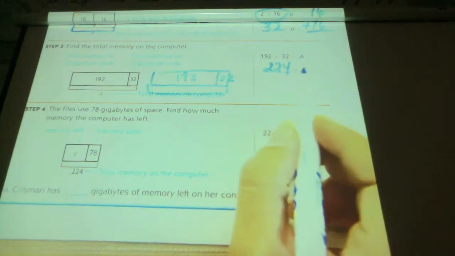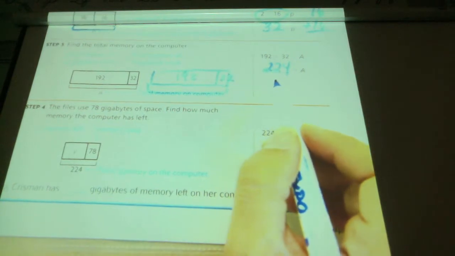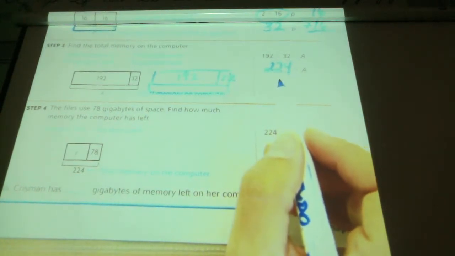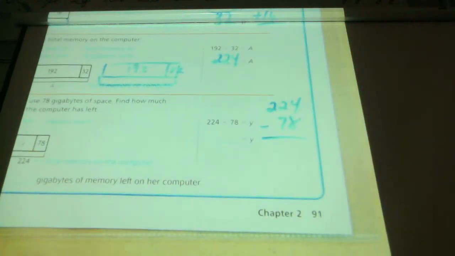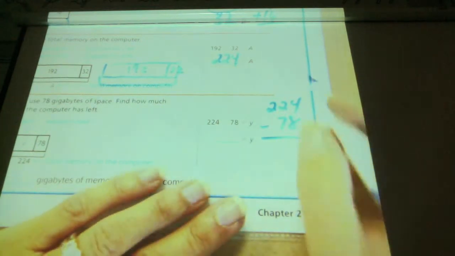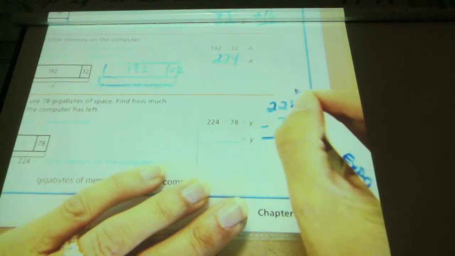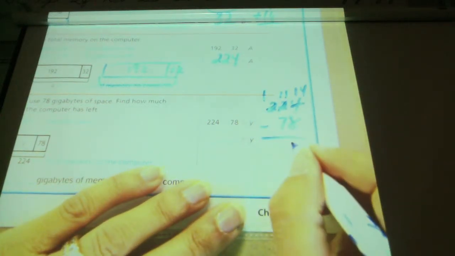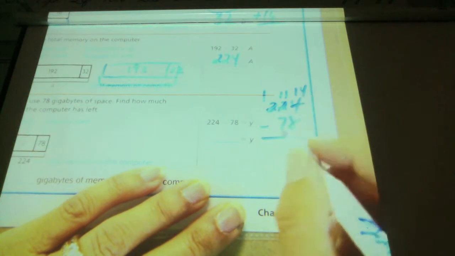If she has a total of 224, but she's used 78, how are we going to find out how much she has left? Okay, while you guys were talking, I listened, and I set it up, and then I'm going to subtract. So I'm going to make sure I regroup right. You guys help me make sure I regroup right, because Miss Harris does make mistakes. 14 minus 8 is 6. 11 minus 7 is 4.